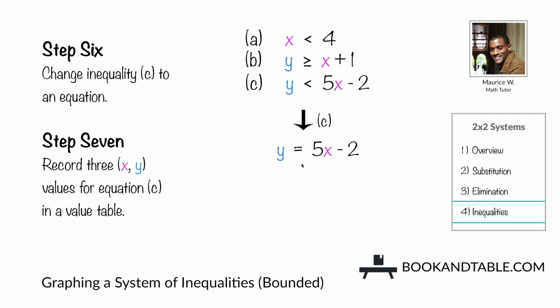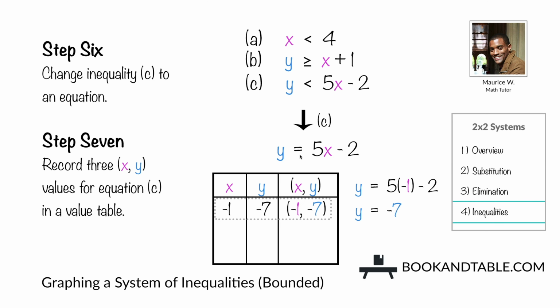So step 6, change inequality C to an equation. So we change the less than sign to an equal sign. And now step 7, record 3 xy values for equation C in a value table. So when x is -1, y is 5 times -1, which is -5. -5 minus 2 is -7. So (-1, -7) is the first point in the value table.